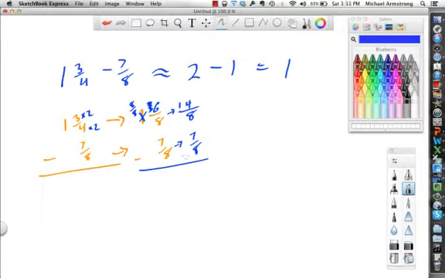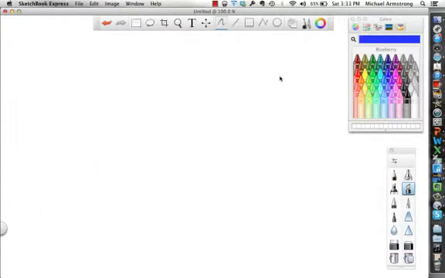I hope you see what we did. It's the same that we did on the other problems. And 14 take away 7 is 7/8. So our answer is 7/8, and we kind of see that that's really close to 1. And so I guess that answer works.